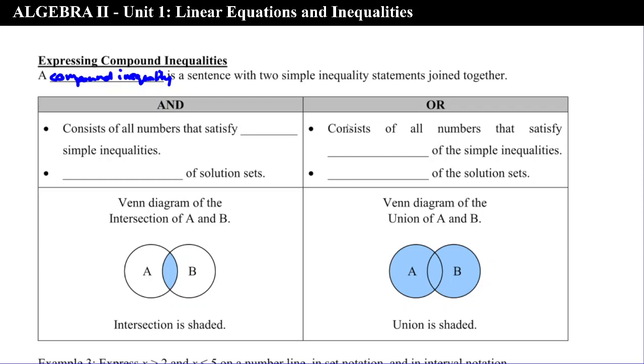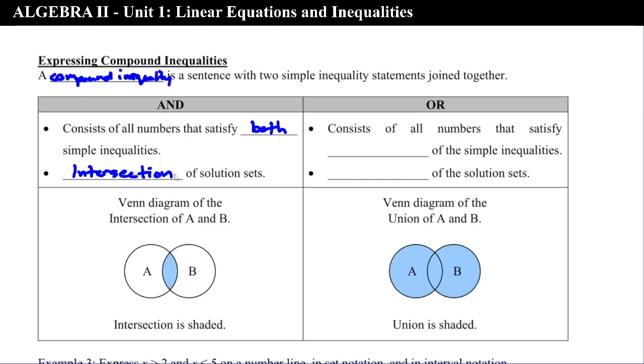Okay, so we're going to be dealing with ands and ors because our two inequalities are going to be either separated by an and or an or statement. So first of all, with an and statement, this consists of all numbers that satisfy both of the simple inequalities. Okay, in other words, we're talking about the intersection of the solution sets.